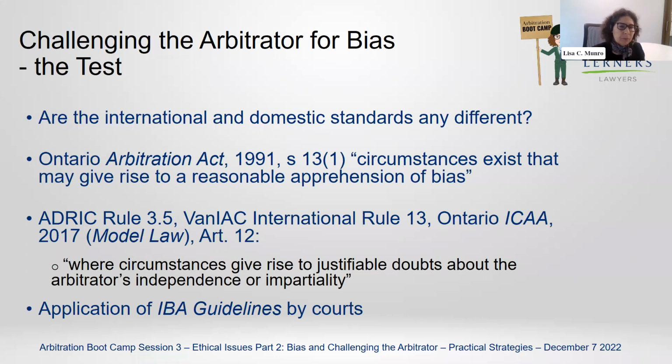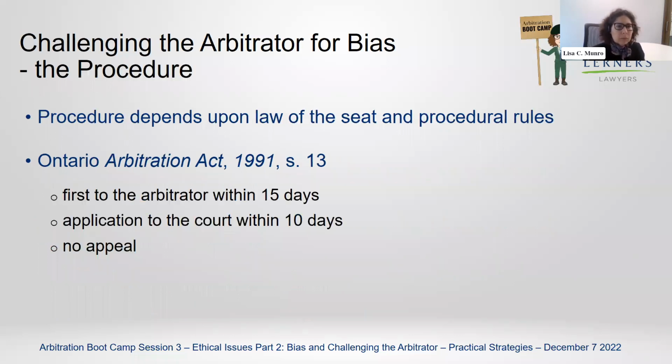So what's the test? So I've already outlined the Ontario Act, circumstances that may give rise to a reasonable apprehension of bias. And there are also specific tests in the rules that parties may apply. So I've cited the ADRIC rule. And what's interesting about the ADRIC rule is that the ADRIC rules generally are used primarily for domestic arbitrations, and yet the rule contains what I'm calling the international test, which is another reason why you're going to see this language commonly, regardless of whether you're doing a domestic or an international arbitration.